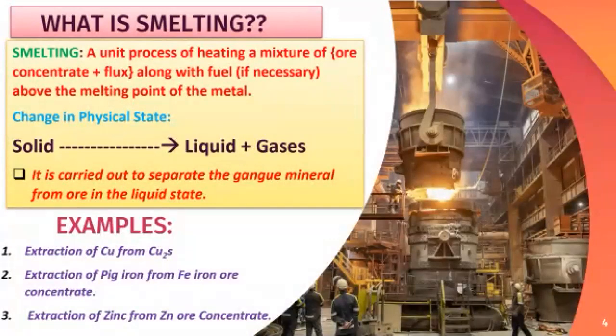So now that smelting is altogether a new era in the industry and we know a lot about it, let us know what smelting is. Smelting is a unit process of heating a mixture of ore concentrate and flux, along with fuel if necessary, above the melting point of the metal. The prime motive behind this process is the separation of gangue mineral from ore in liquid state. During this process, the physical state changes from solid to liquid and gases. Some commonly seen examples are extraction of pig iron from iron ore and extraction of zinc from zinc ore.